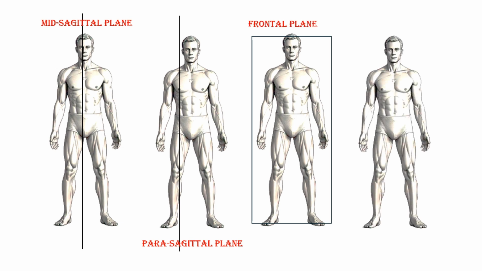And next, this plane is dividing the body into top and bottom parts, that is superior and inferior parts. This plane we will call the transverse plane. And next is the oblique plane. This plane divides the body at an angle other than 90 degrees.